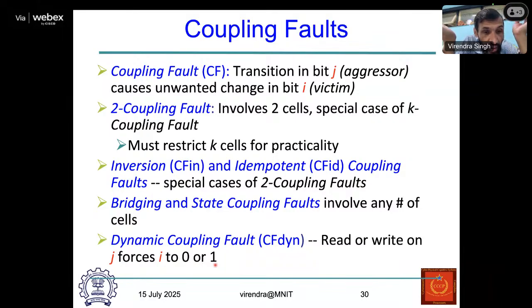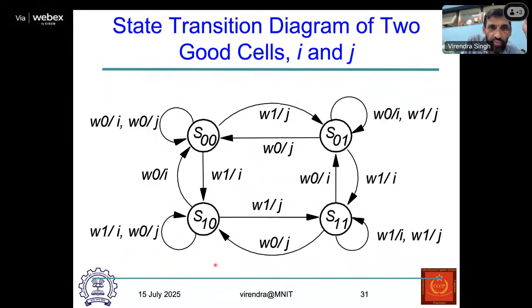Now this coupling can bring in three kinds of effects. One is inversion and idempotent coupling. Or it can be the bridging or state coupling faults, and dynamic coupling. So I'll come to this point.